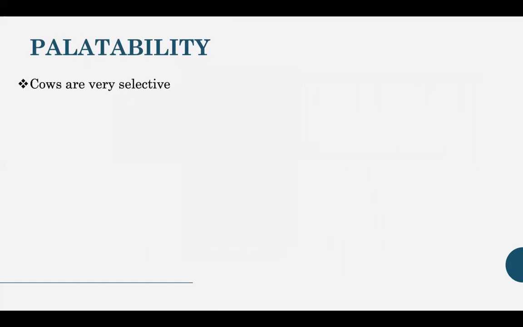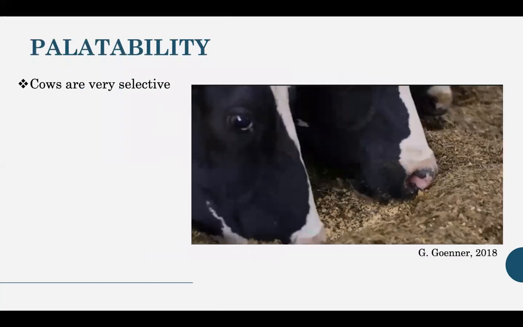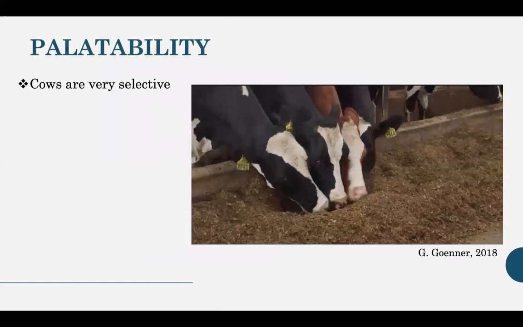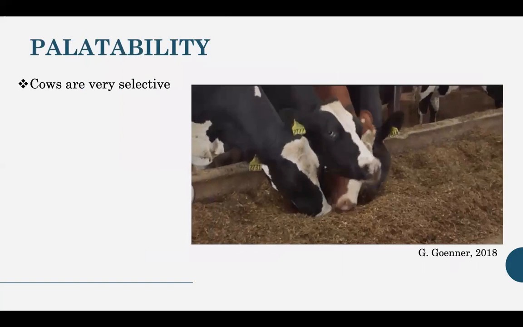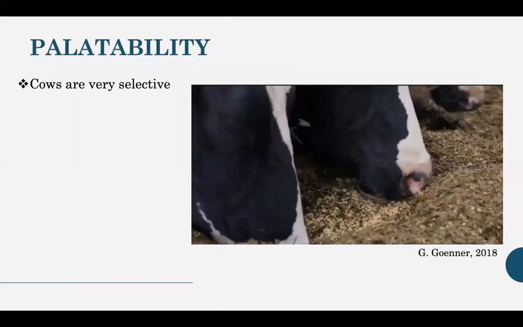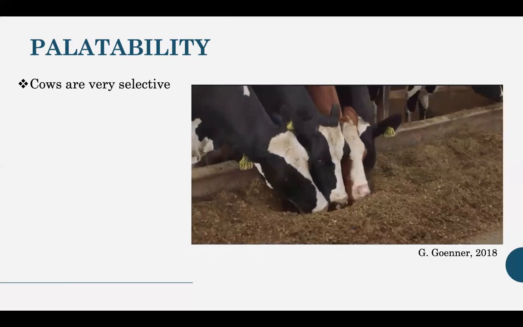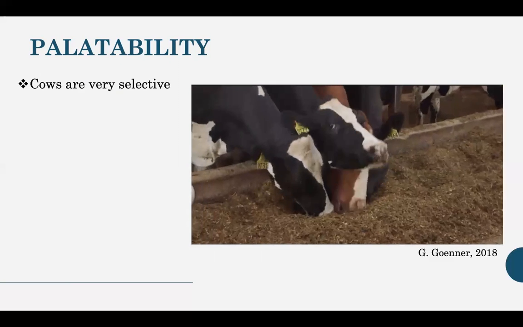Cows are very selective animals. They have an amazing sense of smell and taste, and they will be turned away from any feed if it does not taste or smell right to them. As you can see in this video, a sweet treat was placed in the middle of the feed bunk. All of the nearby cows went directly for it and picked it out of their normal TMR.